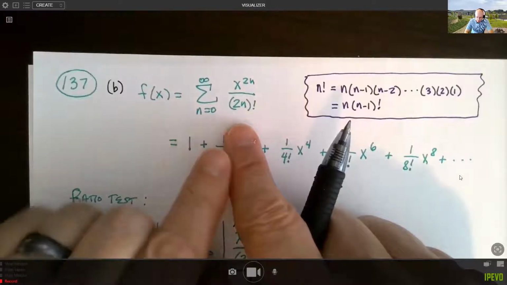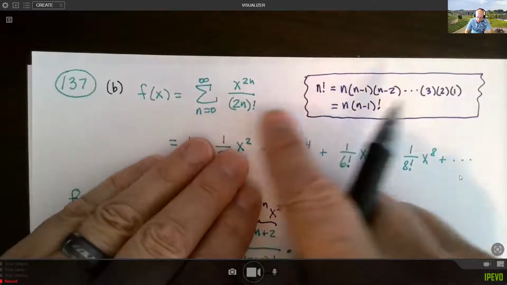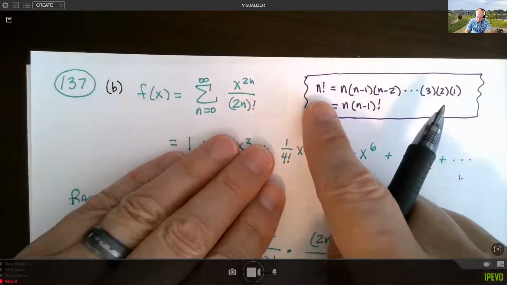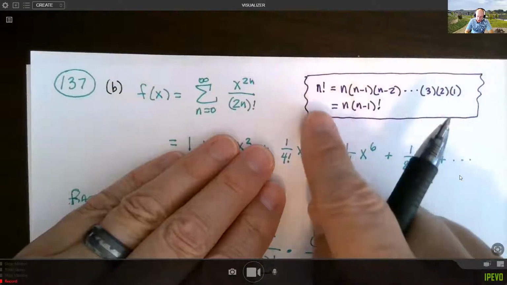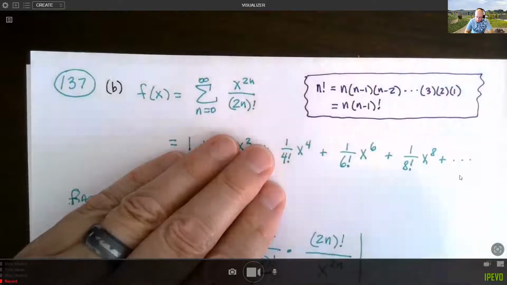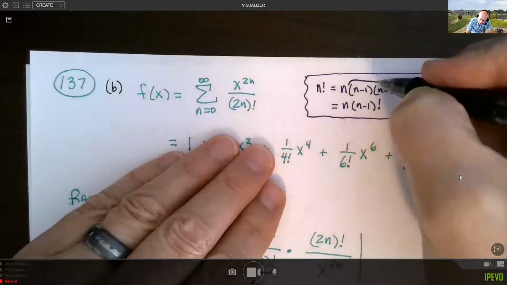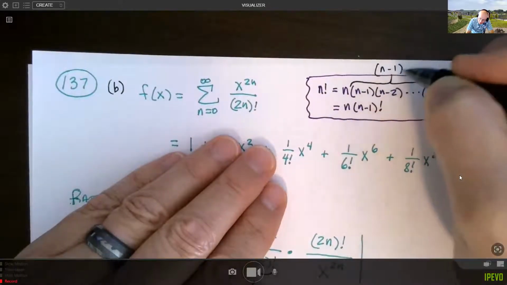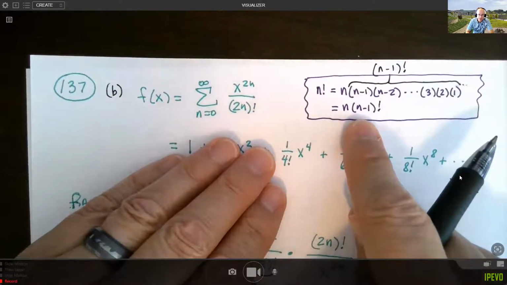Keep in mind that we're making use of this 2n in parentheses factorial, so that's important. We're to remind ourselves of what the factorial notation means, right? n factorial is n times n minus 1 times n minus 2 all the way down to 3, 2, 1. So like 10 factorial would be 10 times 9 times 8 times 7 all the way down to 1. But notice that n minus 1 all the way down to 1 is the same as n minus 1 factorial. And hence we can write that n factorial is n times n minus 1 factorial.